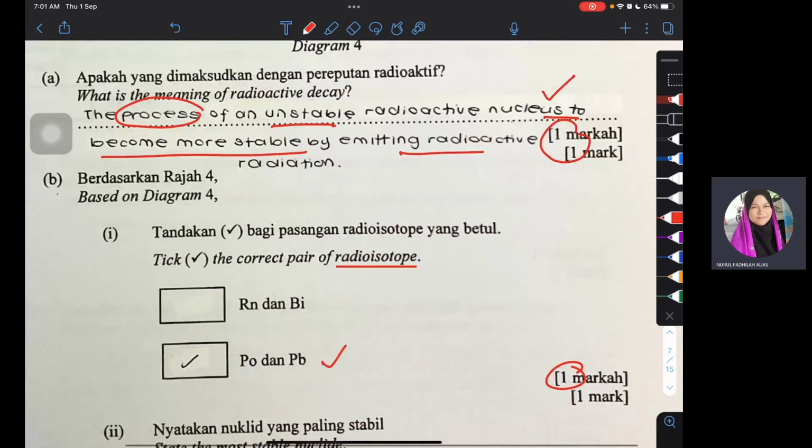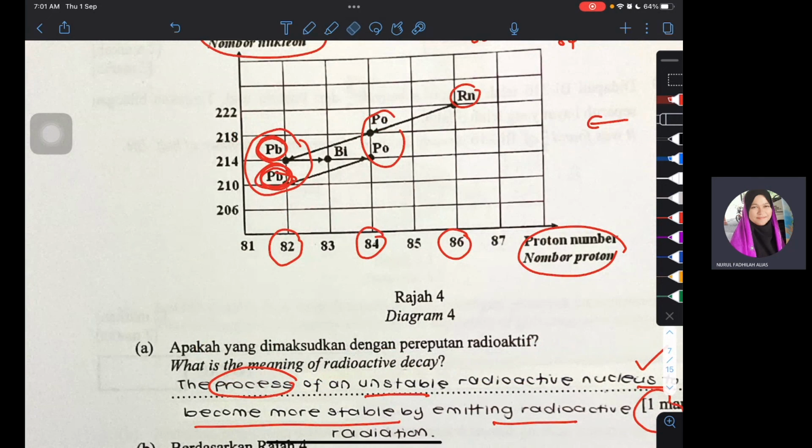Most stable nuclide. So dia stop dekat mana? Mana yang dah tak ada dah decay. Inilah dia.